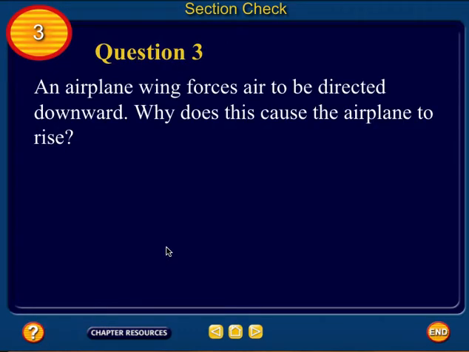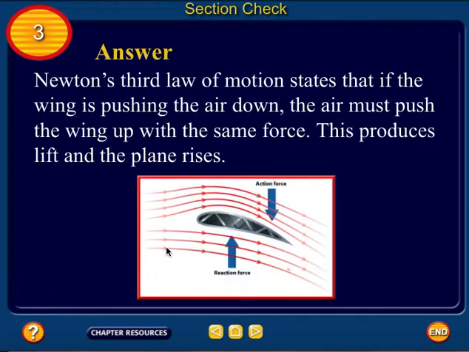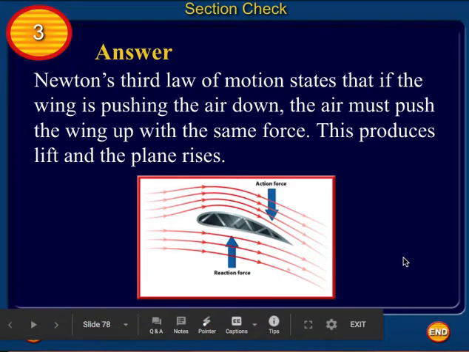Question 3. An airplane wing forces air to be directed downward. Why does this cause the airplane to rise? Well, you've got this equal and opposite reaction with Newton's third law of motion that says if the wing pushes down on the air, the air must push up on the wing. The same force is what creates lift and causes the plane to rise.